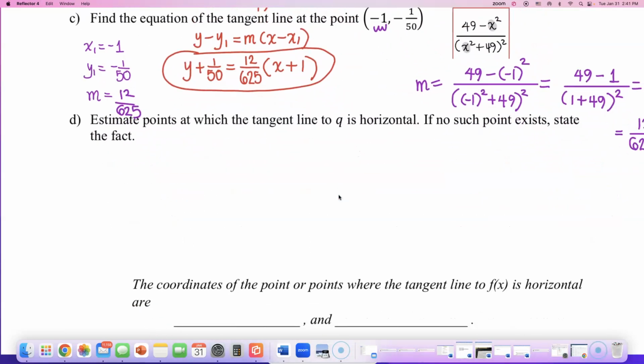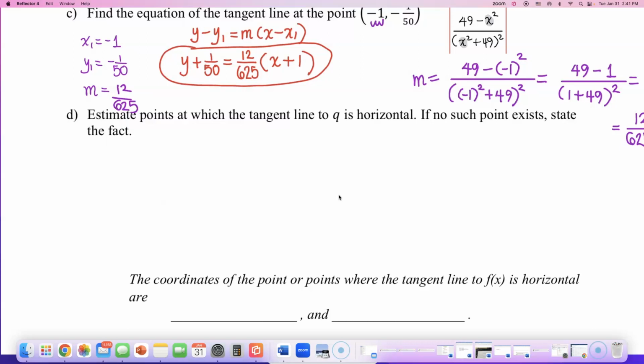They want us to estimate points at which the tangent line is horizontal. Anytime you see this, tangent line, horizontal, they're talking about a line whose slope is 0. So set the derivative equal to 0. That's what you're going to do. Set Q'(x) equal to 0, and you will solve for the x values that will make this true.